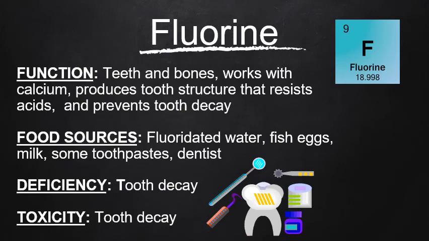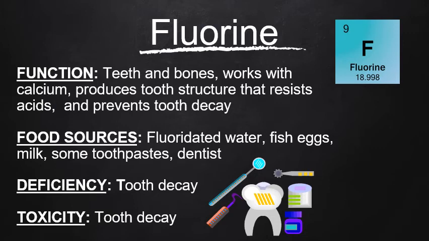Okay, now we have fluorine. Fluorine is for the function of our teeth and bones. It works with calcium to produce tooth structure that resists acids and prevents tooth decay. If you've ever heard of the term fluoridated water, if you go to the dentist, they'll ask, do you have fluoridated tap water? They're making sure that you have access to that mineral that is going to help support your tooth structure and prevent tooth decay.